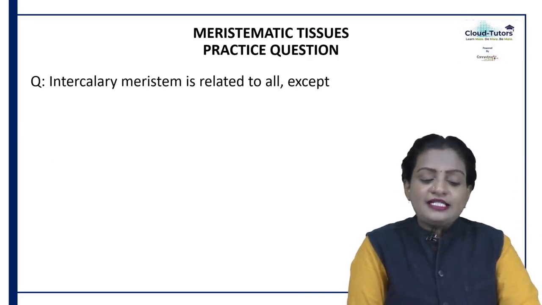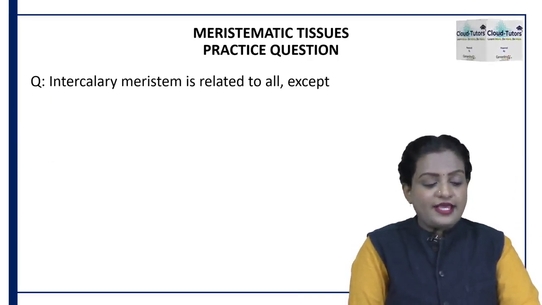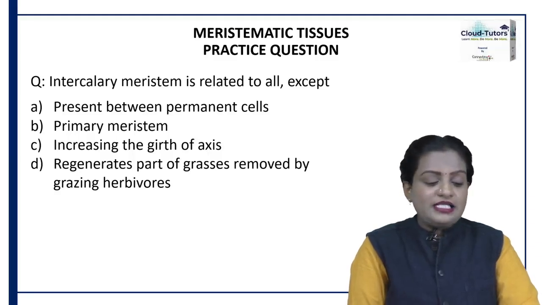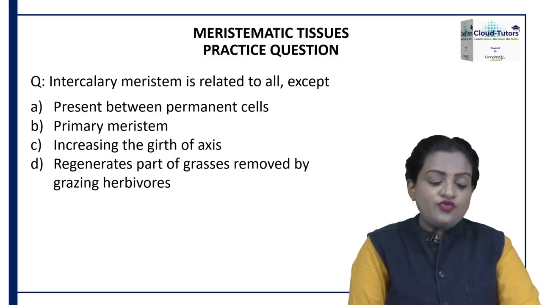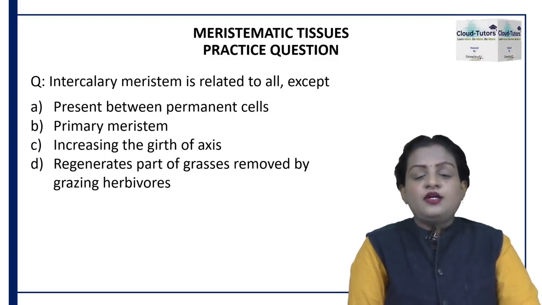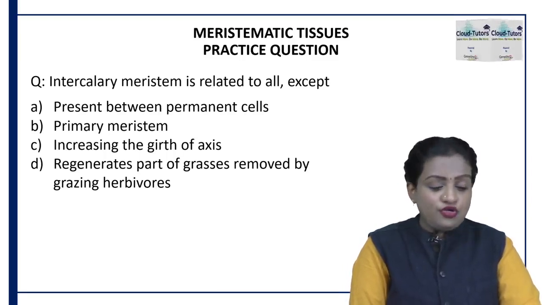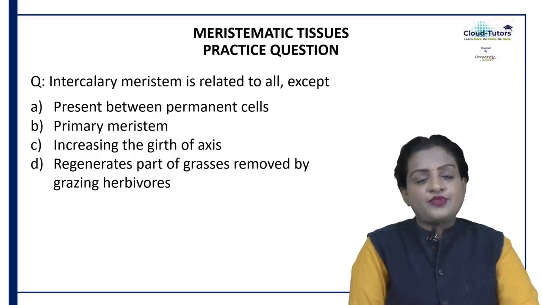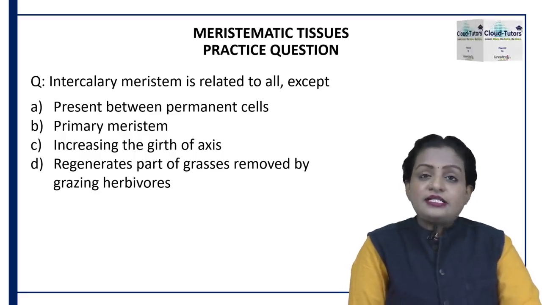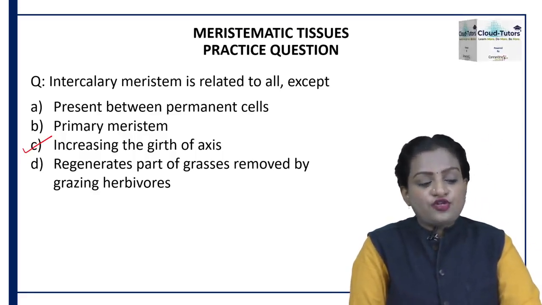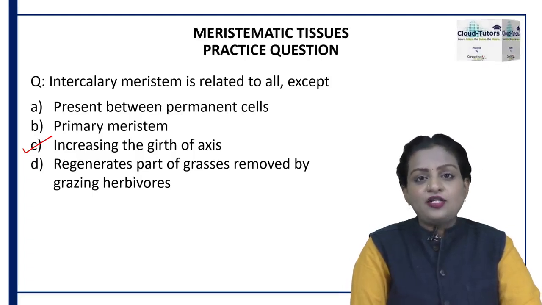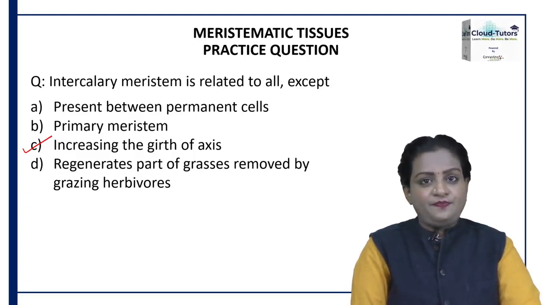Second question, intercalary meristem is related to all except: present between permanent cells, primary meristem, increasing the girth of axis, regenerates part of grass removed by grazing herbivore. And we know where is intercalary present. It is present on either side of the nodes and it is responsible for primary growth, that is height of the plant. But it is not responsible for increasing the girth of the axis. It is the function of lateral meristem, not apical nor intercalary meristem.